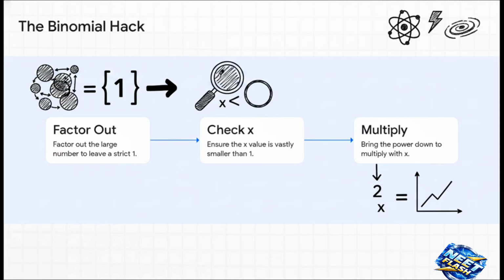Then step 2, just ensure that your new x fraction is vastly smaller than 1, which in this case, it definitely is. And finally, step 3, simply bring the power, so for a square root that's 1/2, bring it down to multiply with your tiny x value. And just like that, a complex root becomes super basic algebra.